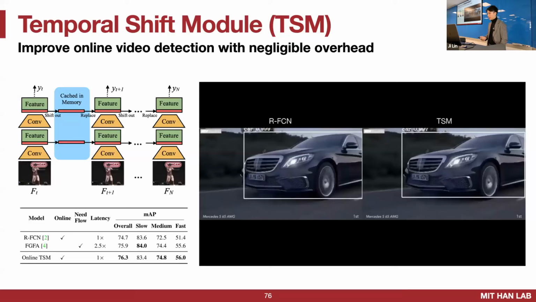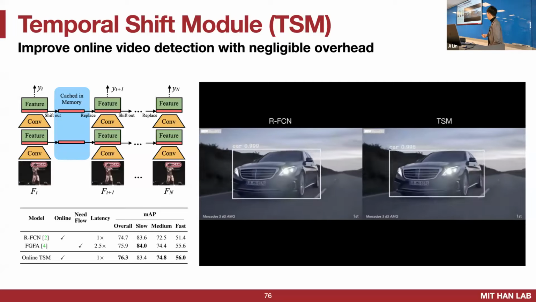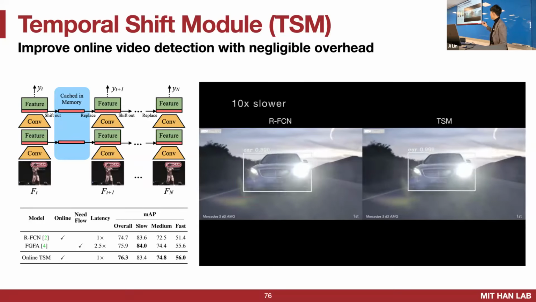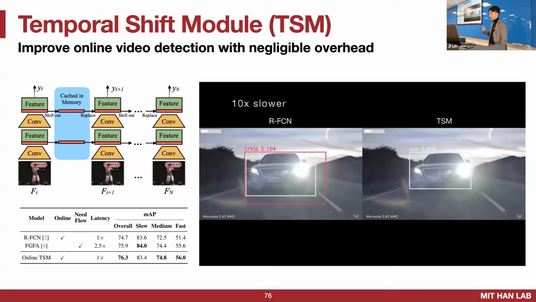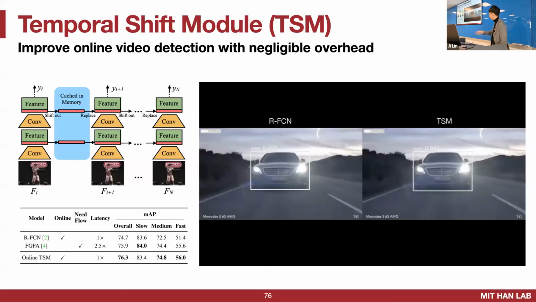Here is another quick demo of using TSM to aid video detection. On the left-hand side are the per-frame detection results. Everything works as normal, but if you shift the car's headlights towards the camera, you get some misclassification. For example, it says there's a train because of the glare. With our method, we're able to aid the detection by getting rid of these wrong predictions with the aid of temporal information, without any actual cost in terms of latency.